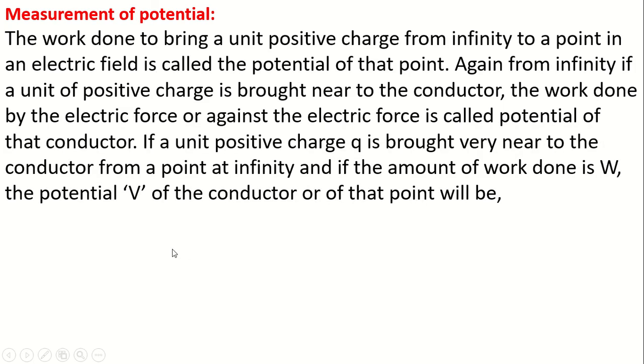How to measure the electric potential, that I have already explained. By this equation you can calculate electric potential: V equal to W by Q. That means if W amount of work is done to bring Q charge, then to bring 1 unit charge, that means unit positive charge, W by Q work is done. So electric potential V equal to W by Q, and its unit will be joule per coulomb.